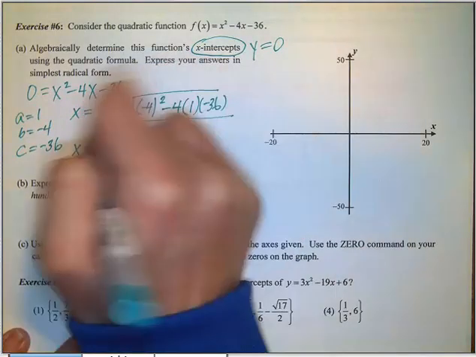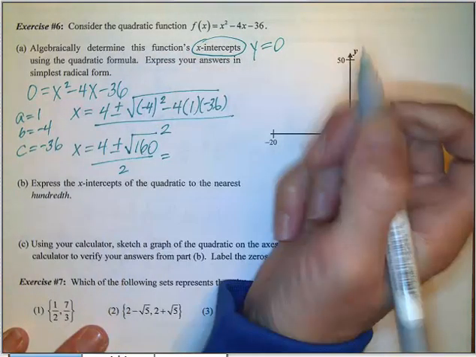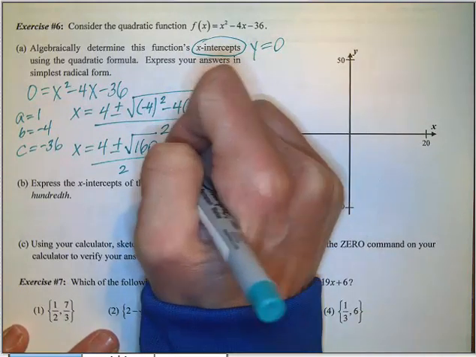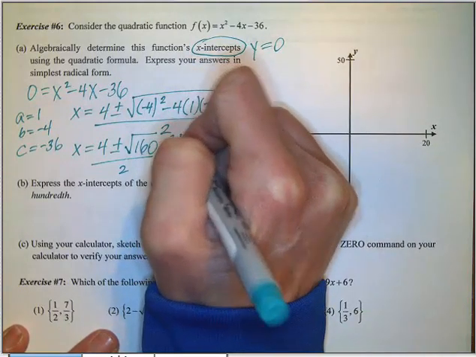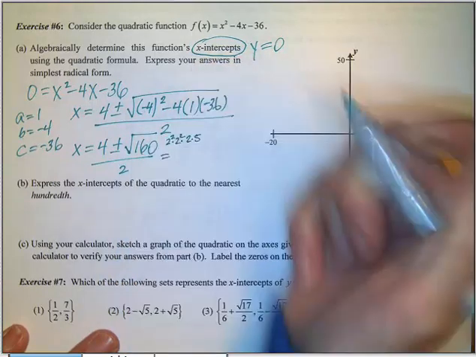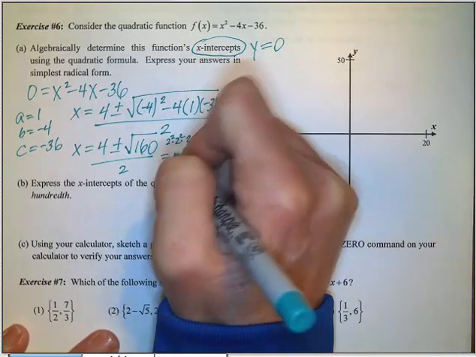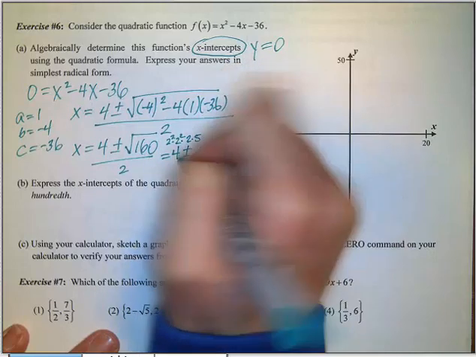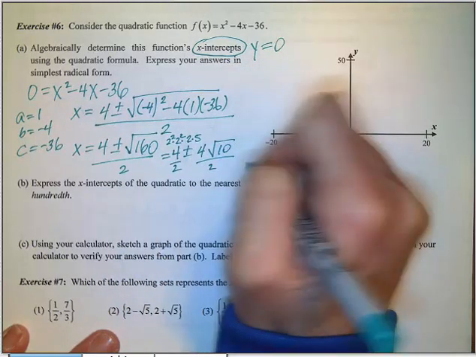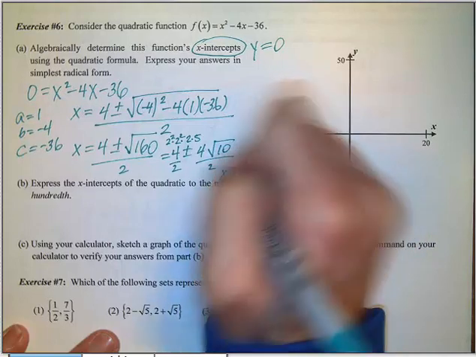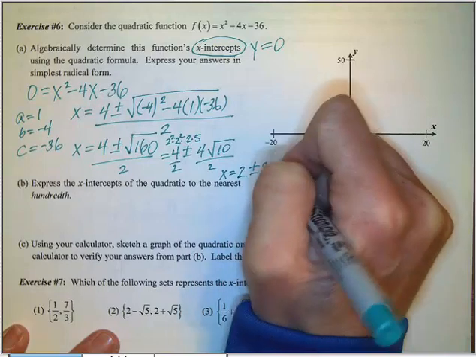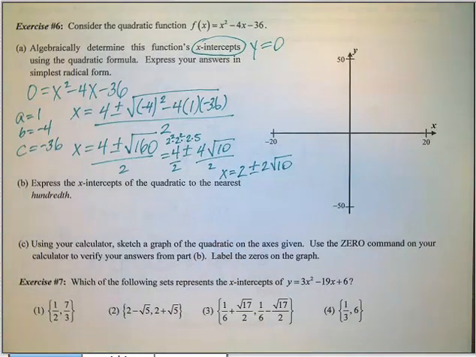divided by 2. 160 breaks down into 2 to the 5th times 5, so we have 2 squared, 2 squared, 2 times 5. So that means I can bring out two 2's, which is 4 plus or minus 4 radical 10 over 2. So my answer is x equals 4 over 2 is 2 plus or minus 2 radical 10. It says to express the x-intercepts of the quadratic to the nearest hundredth.